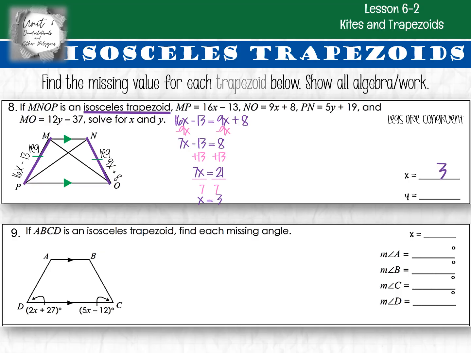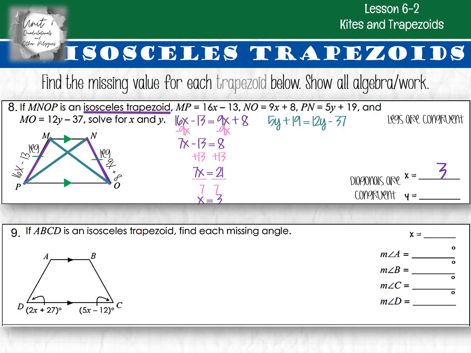Now y. Segment PN, that's a diagonal, is 5y plus 19. And the length of segment MO, also a diagonal, is 12y minus 37. So diagonals are congruent. Let's set them equal to each other. So 5y plus 19 equals 12y minus 37.